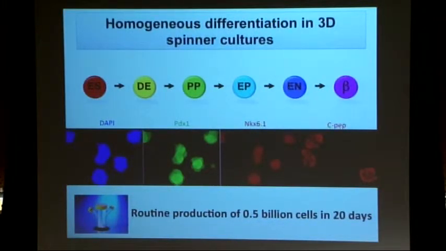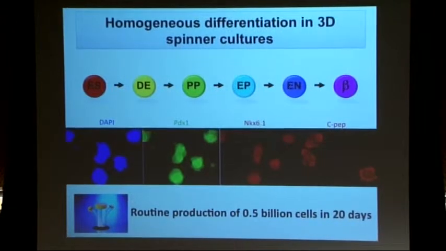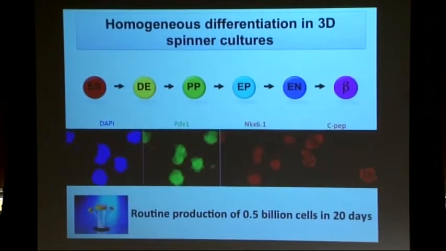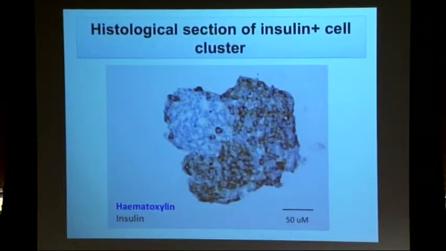And you can see that we get quite good uniform staining up until that point. And as I said, the main thing I wanted to emphasize here is that we can now get routine production, even undergraduates do it, of making 500 million cells in just about 3 weeks. So what are the challenges here? This is what the cells look like at the end stage now.